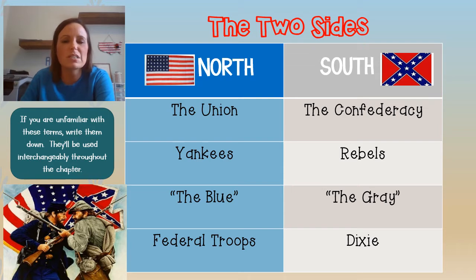I also wanted you to see what the two sides' flags look like. The North looks like a typical American flag. It had 35 stars, and the South, their Confederate flag, was known as Dixie.